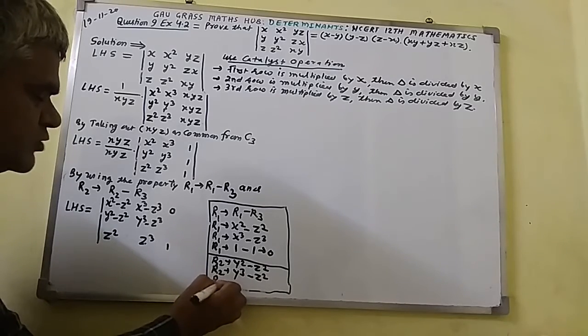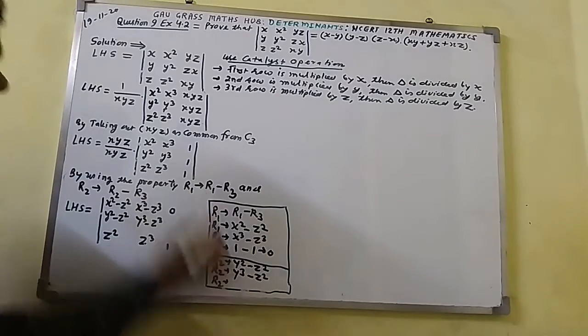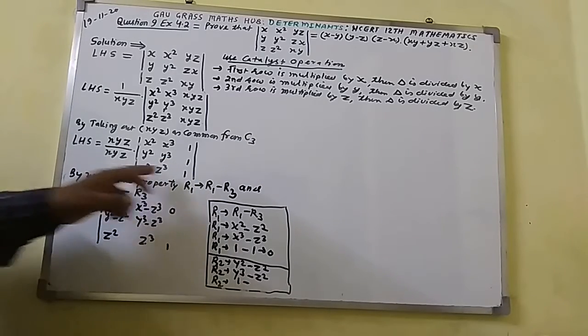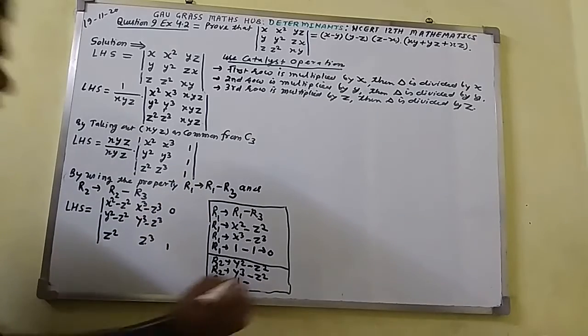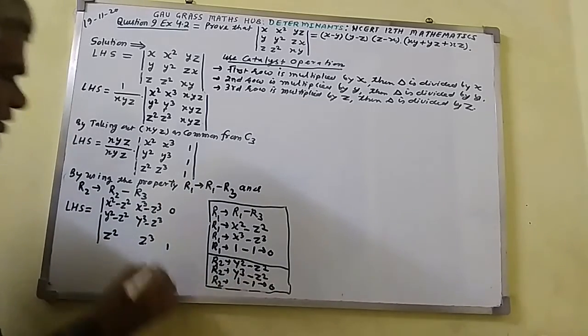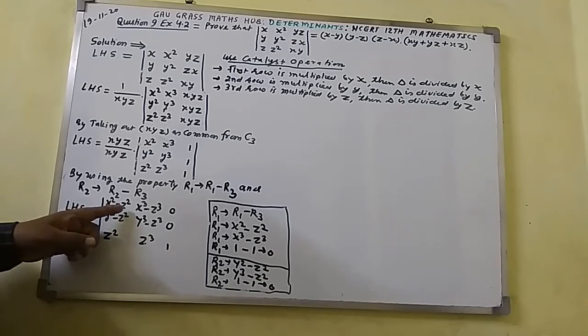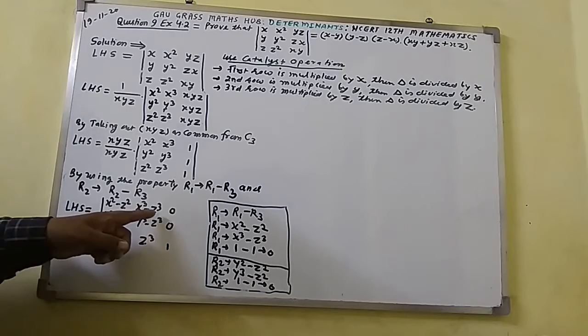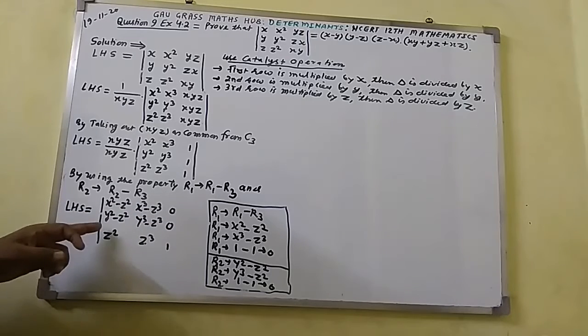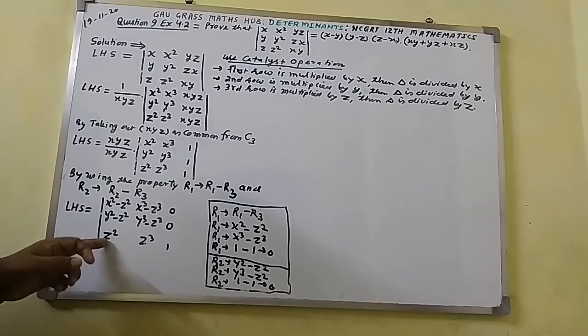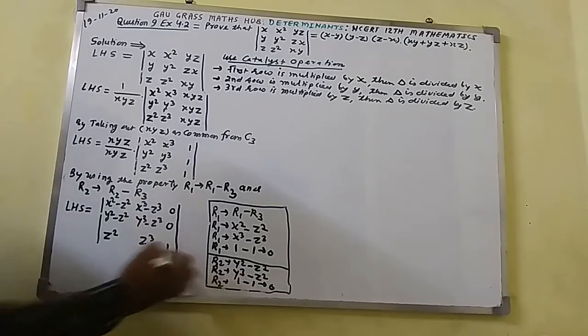Here R2 goes to, if I take the element of R2 as 1, 1 minus 1 is fixed here, the corresponding element of 1 in the third row will be 1. So here it comes out to 0. So here I write 0. This thing you will get: x square minus z square, x cube minus z cube, 0. And here you will get R2: y square minus z square, y cube minus z cube, 0. Here the third row will be the same as it is.